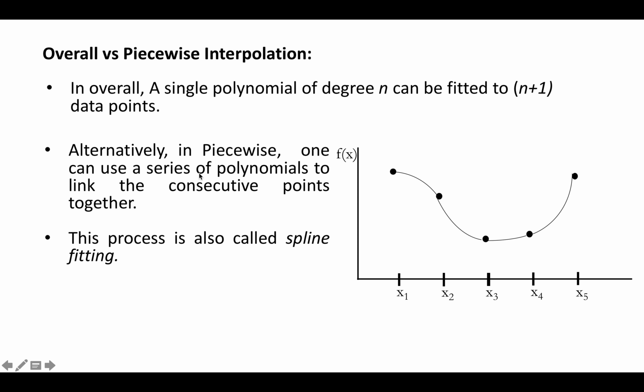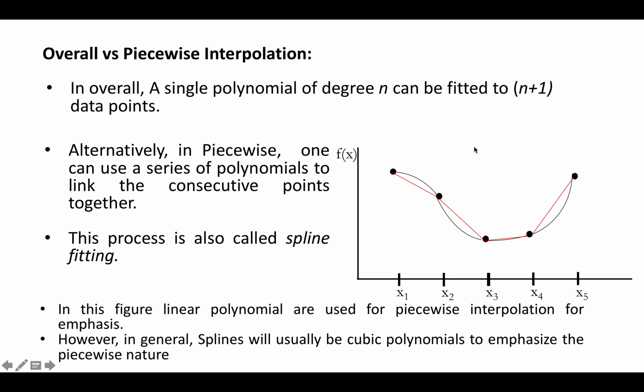In piecewise, one can use a series of polynomials to link the consecutive points together. This process is called spline fitting, like this red line. So it is better as compared to the overall fitting. In this figure, linear polynomials are used for piecewise interpolation for the emphasis. However, in general, splines will usually be cubic polynomials. So the cubic polynomial has a better curve as compared to this straight line linear polynomial.